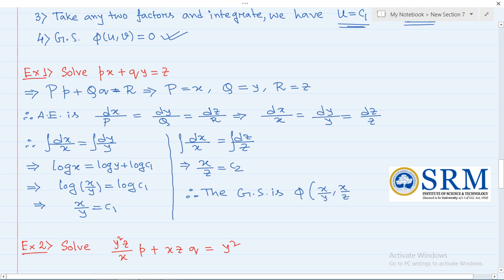This is equal to 0. So this is our general solution. Okay. Now let us come to another problem to understand it.